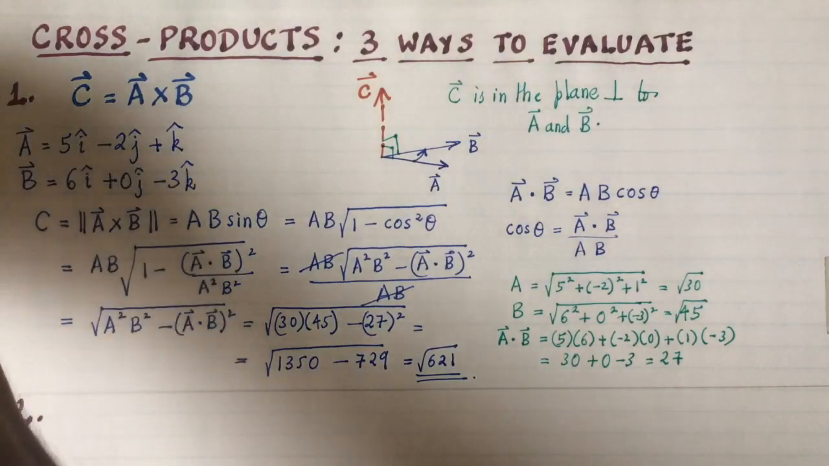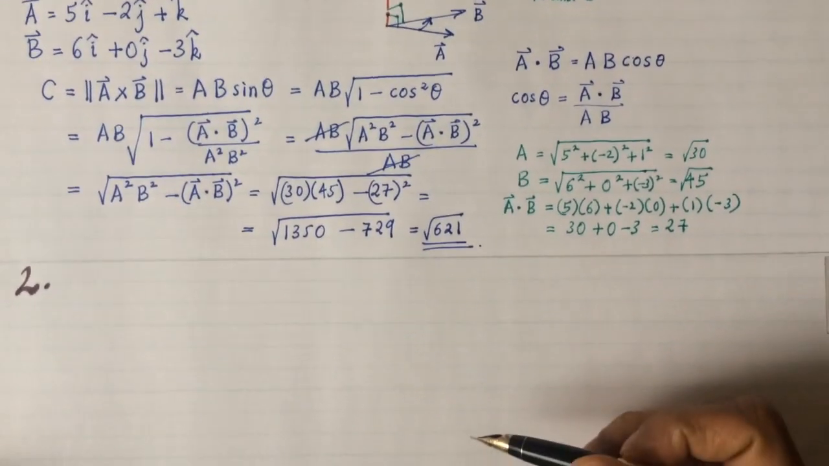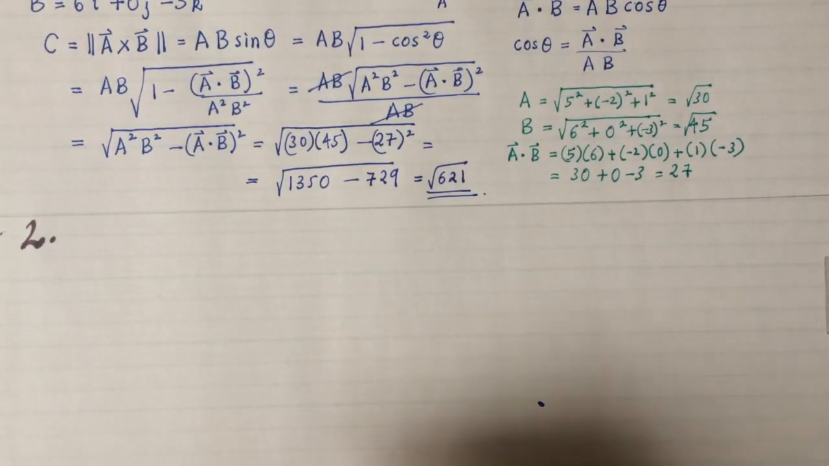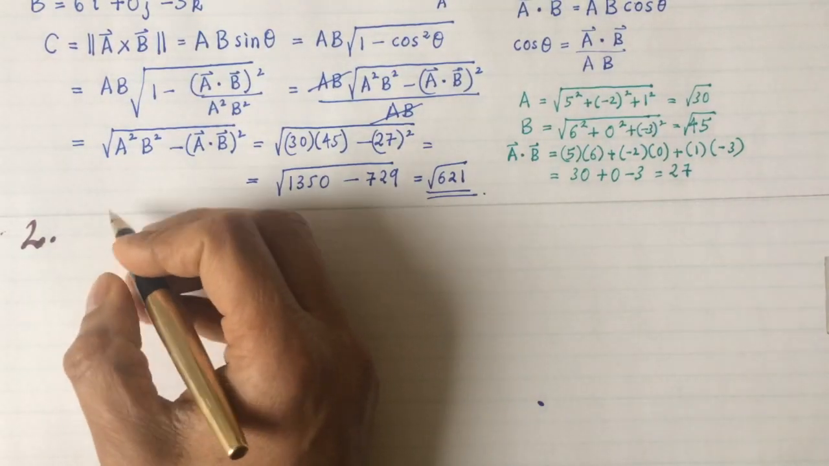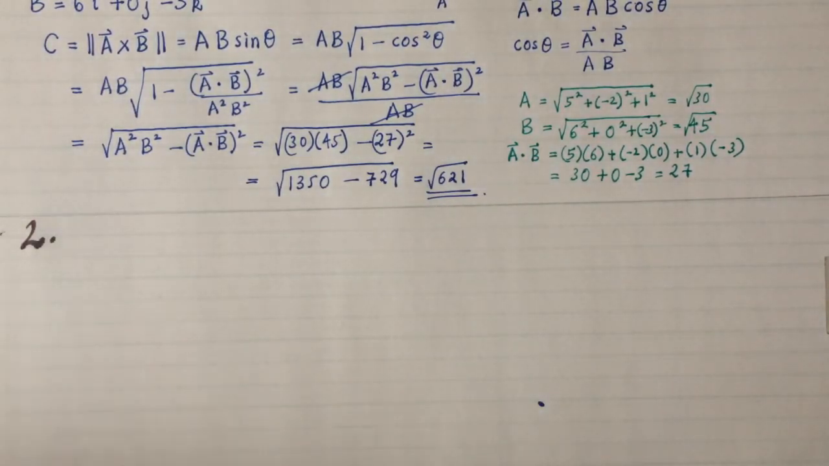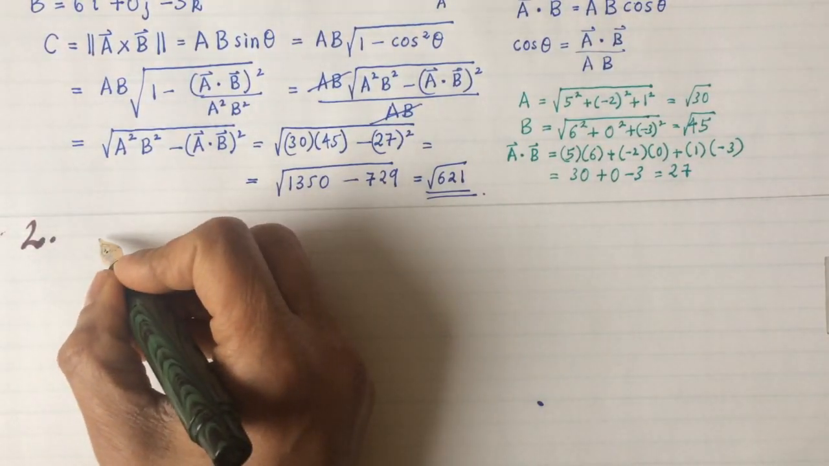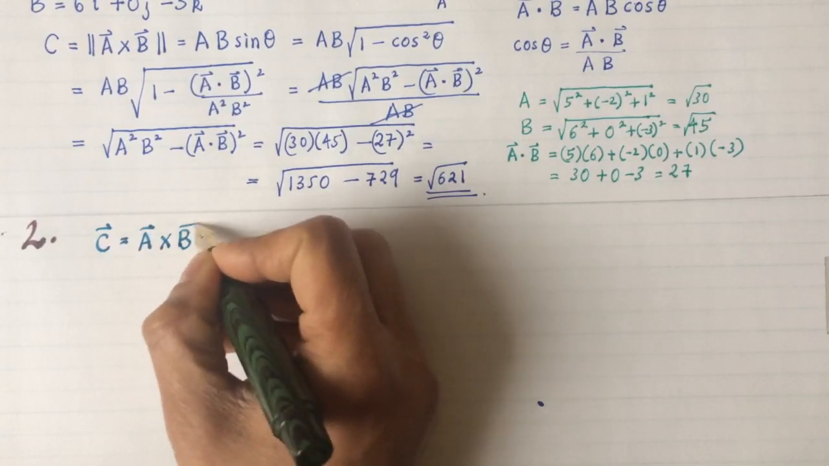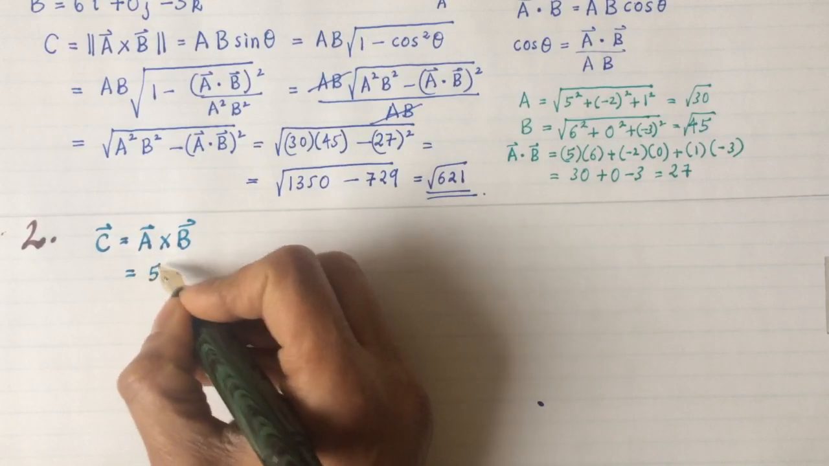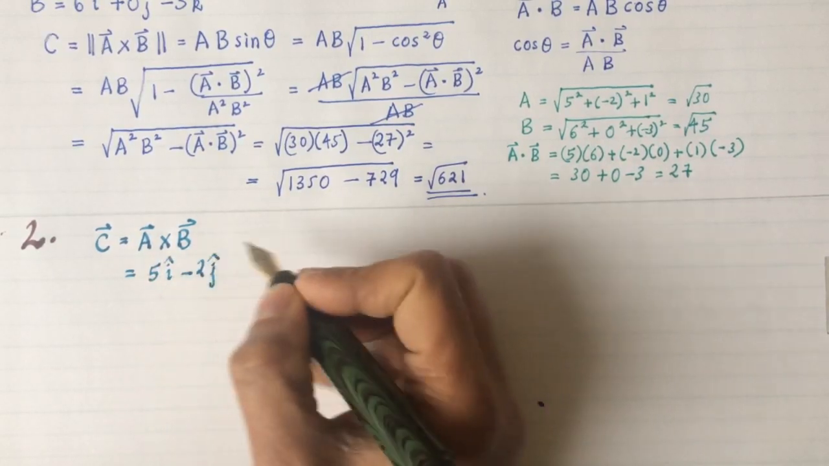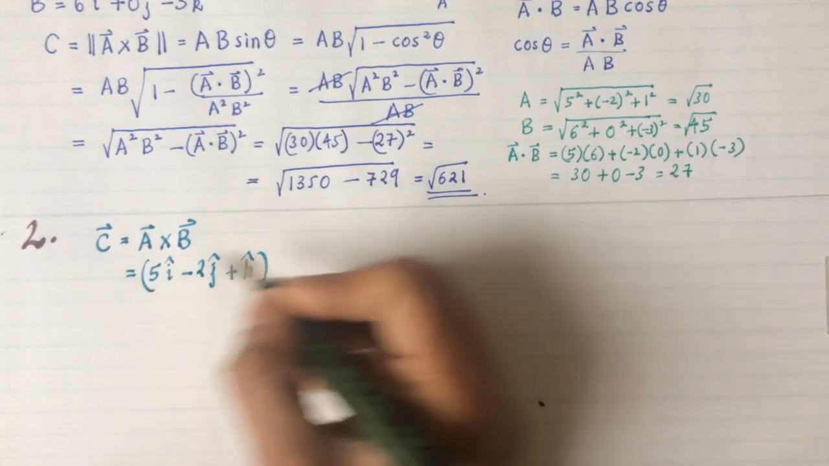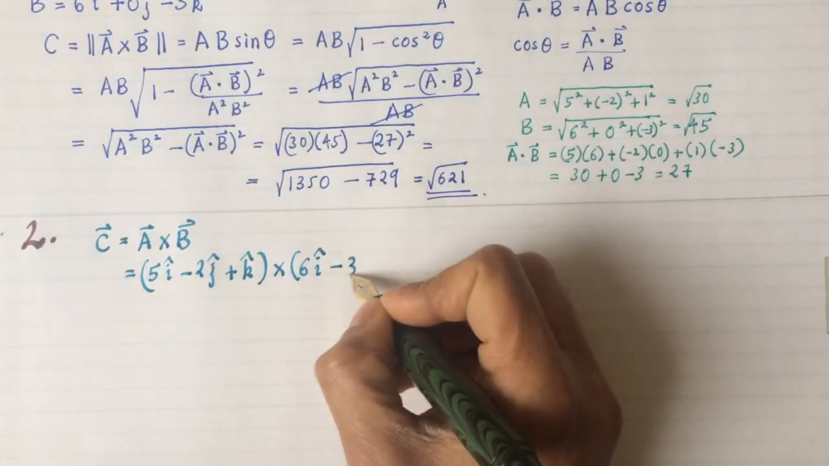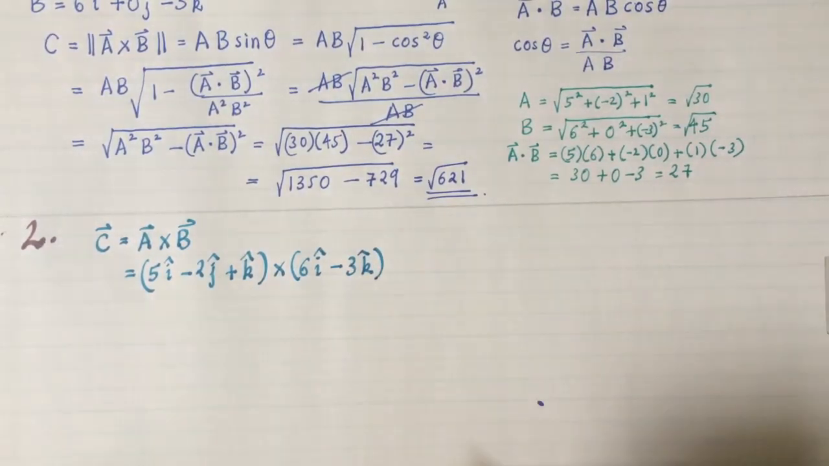This has to do with the distributive property of the cross product over addition. So I'm going to write the cross product using that distributive property. Let me show you how that's done. C equals A cross B. For A, I'm going to put 5i hat minus 2j hat plus k hat, and for B, 6i hat. I will not write 0j hat. It's going to eat up space, so I'll just write it as that.